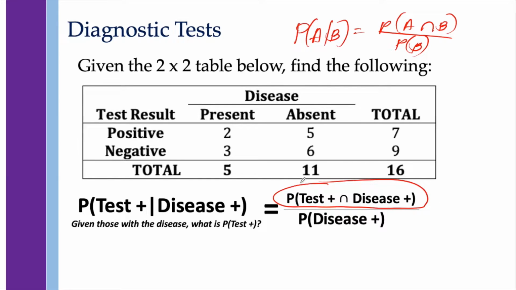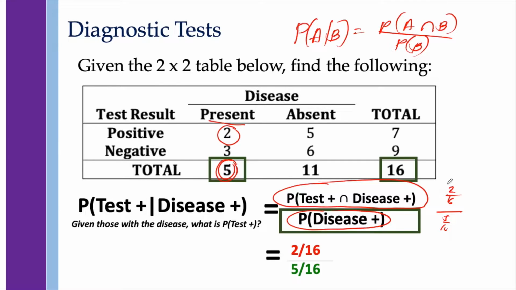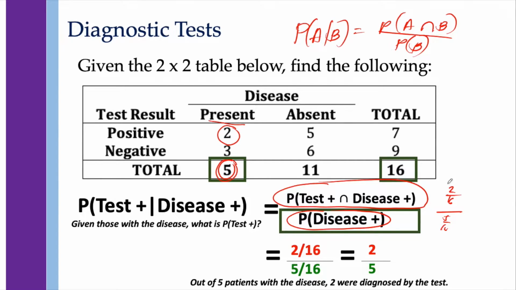So this part here, test is positive and the disease is present, that refers to this value. So that's 2 over the total, which is 16. Over the probability of having a disease, that is 5. There are 5 people here who have the disease, so that's 5 over 16. So that is 2 over 5. In other words, out of the 5 patients with the disease, only 2 were diagnosed by the test. Or in other words, 40% of those with the disease were correctly identified by the test.